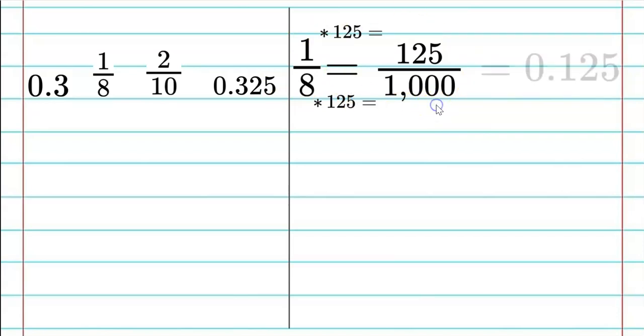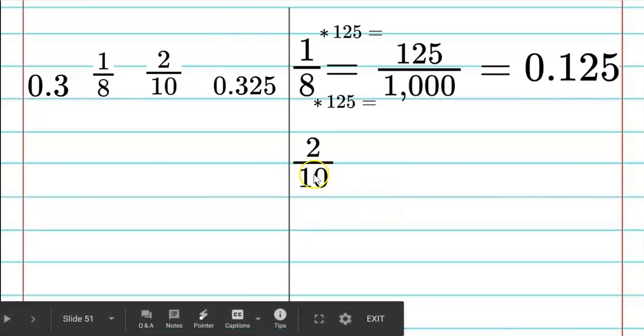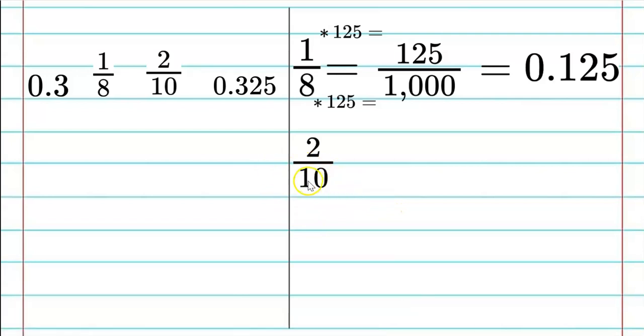Then we want to write that as a decimal. 125 thousandths. 2/10 we also want to make a decimal. What's nice about 2/10 is I can already hear a decimal place right here, tenths. So I just need to write 0 and 2/10. Now I have everything in decimal form.